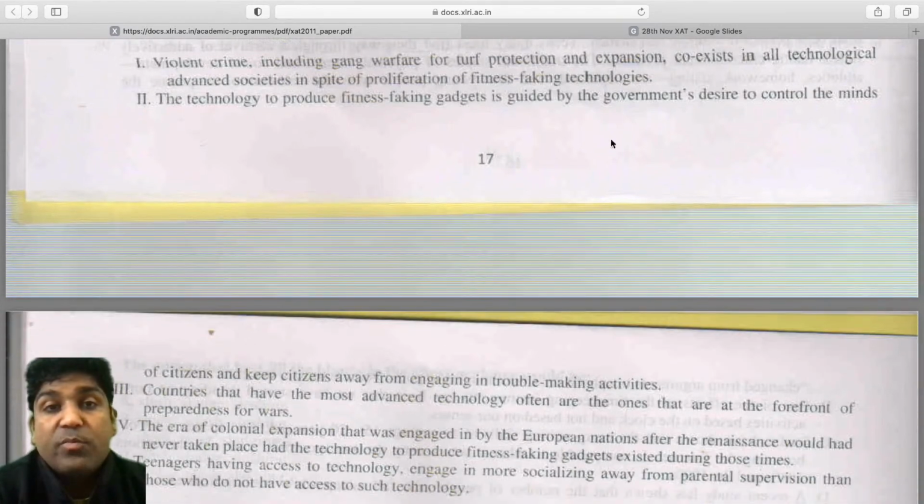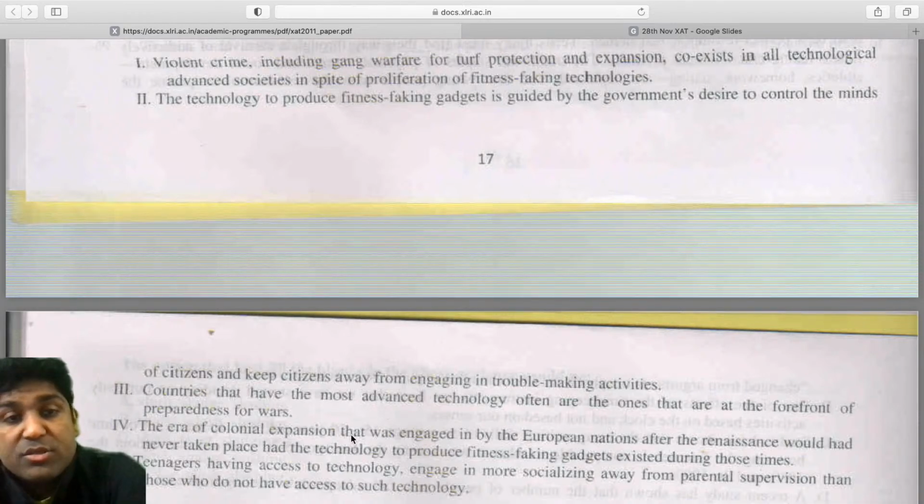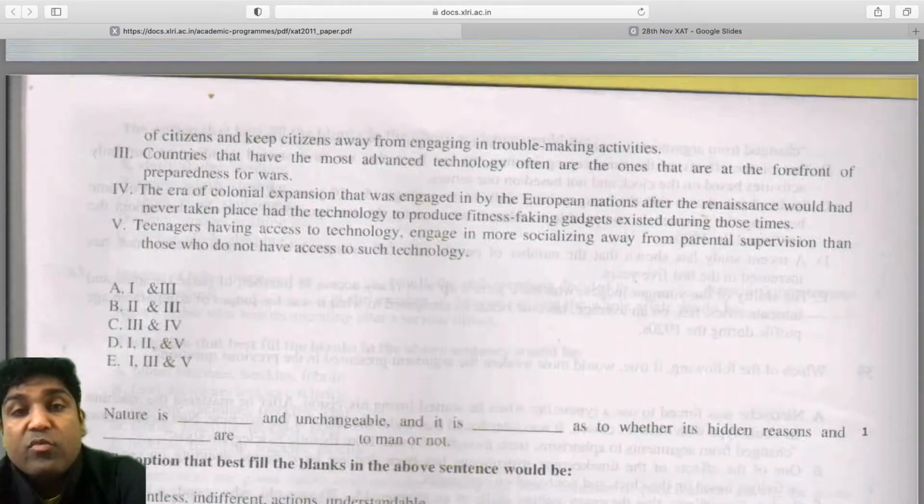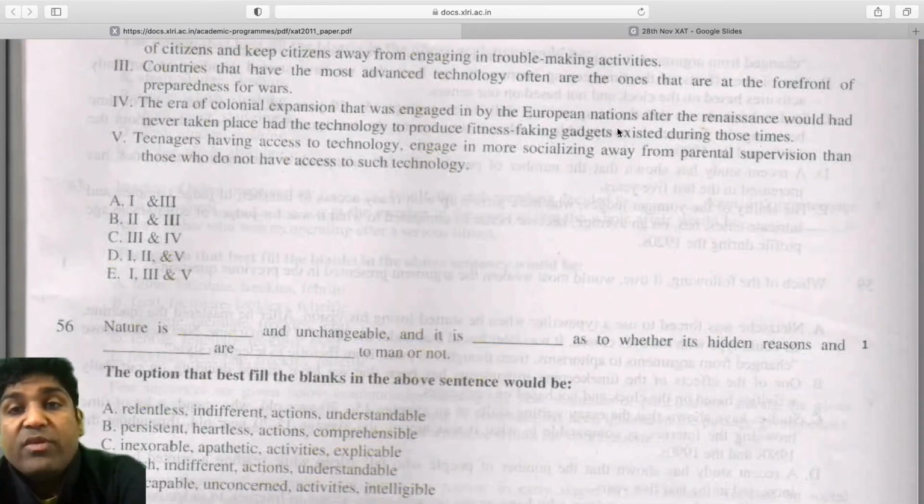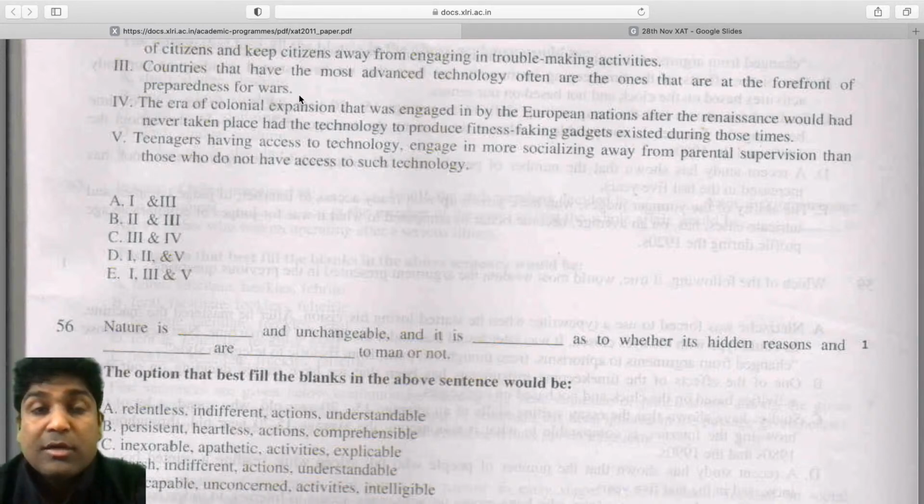The technology to produce fitness faking gadgets is guided by the government's desire to control minds. This was never mentioned. Countries that have the most advanced technologies are often at the forefront of preparedness for war. This sort of makes sense, because if you're prepared for war, then probably consumeristic behavior hasn't taken completely over you. This can be true. 5. This can be true.